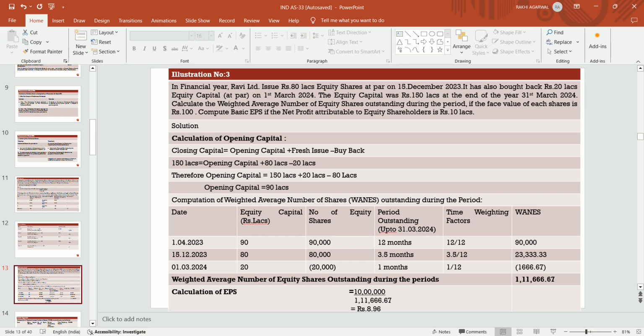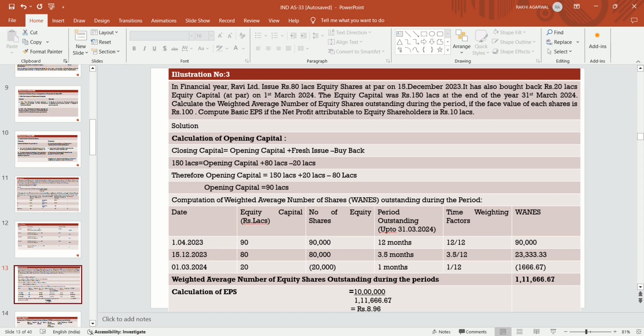So it becomes 90,000. Now on 15 December 2023, the company issued a fresh issue amounting to 80 lakh rupees. So the number of shares is 80,000. The time period factor is for how many months: half a month of December and 3 months for January, February, March. So it's 3.5 months divided by 12.